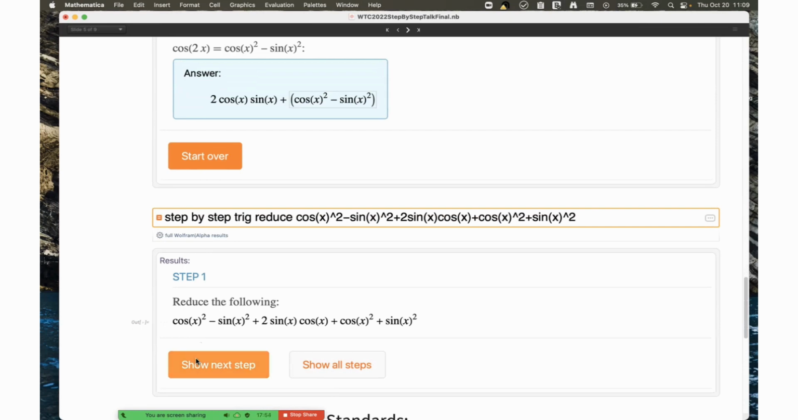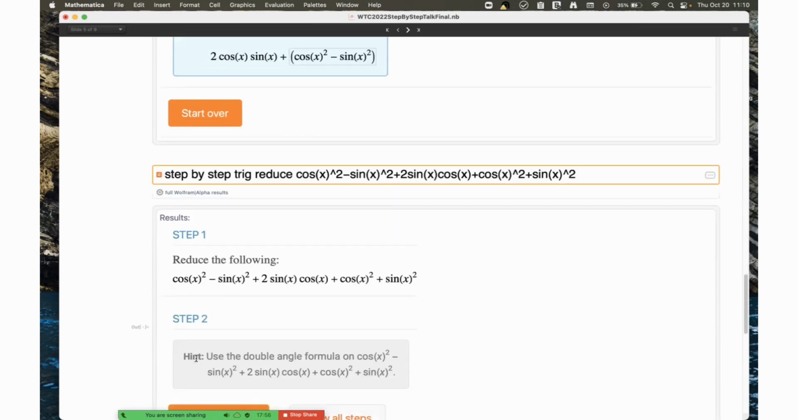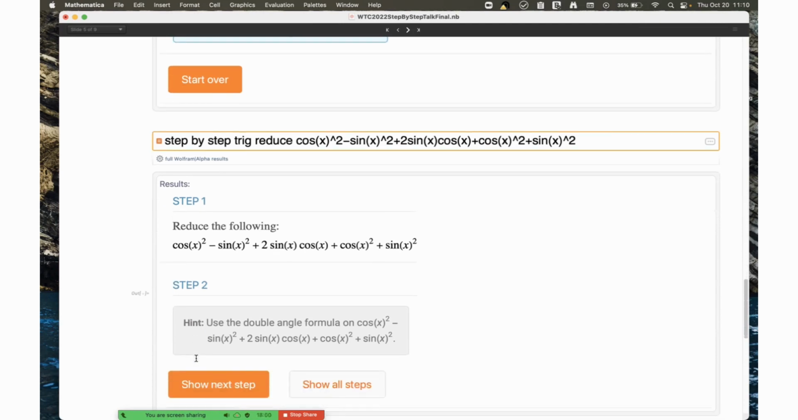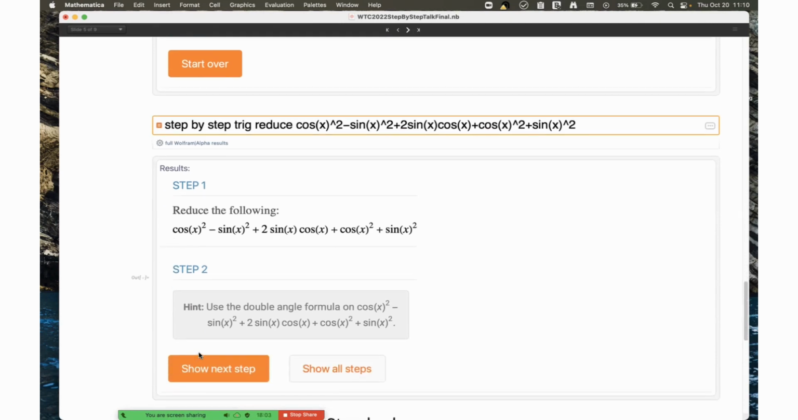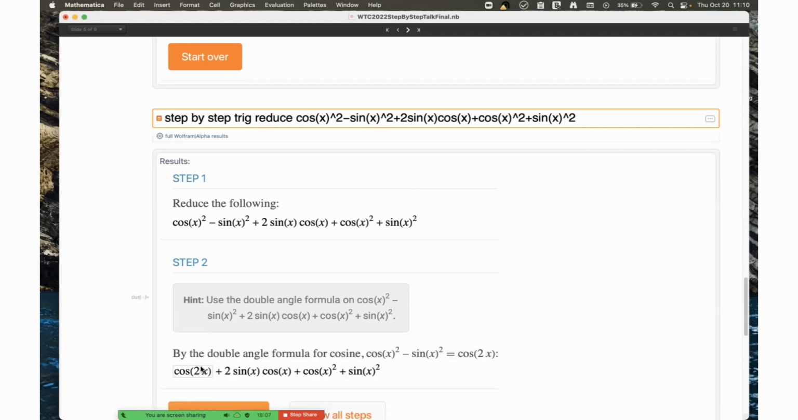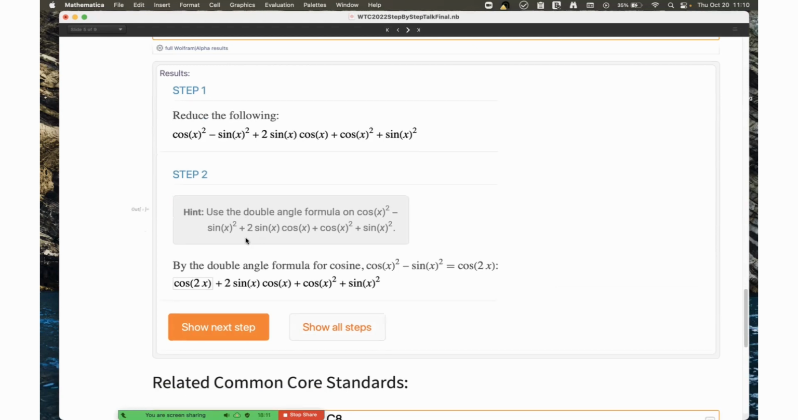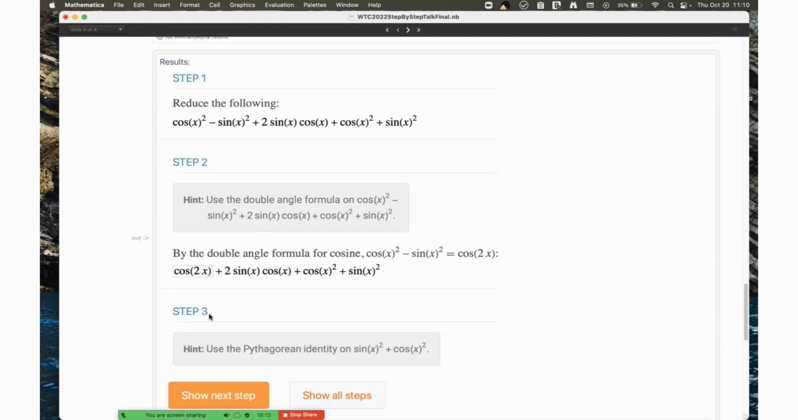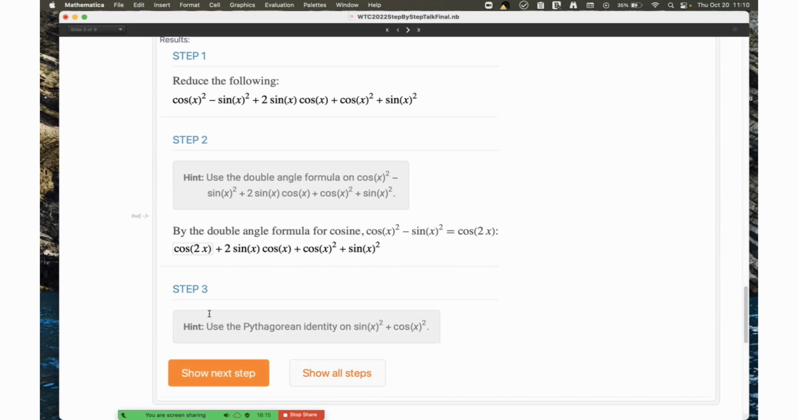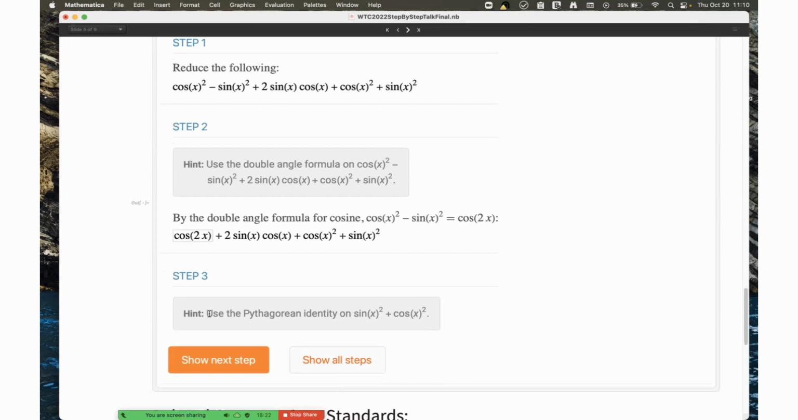And we want to reduce the following. So think of taking what we had done before and reversing that. So now we're trying to simplify this into a formula with a multiple argument here. So we have the double angle formula can be applied here. In particular, we could start by looking at the double angle formula for cosine, which is cosine of x quantity squared minus sine of x quantity squared equals cosine of 2x.